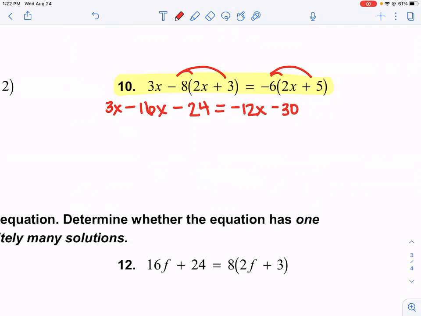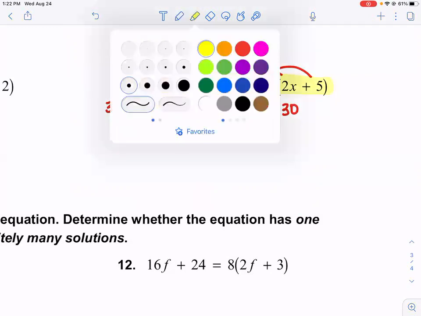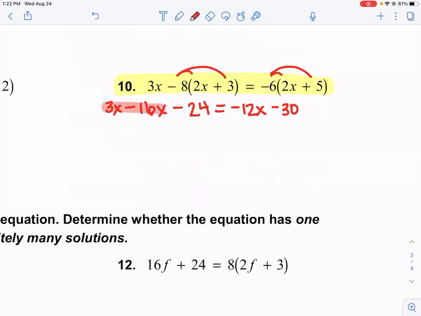Do we have like terms that we can combine? Yeah, we sure do. Over here, we have 3x. We have 3x minus 16x.